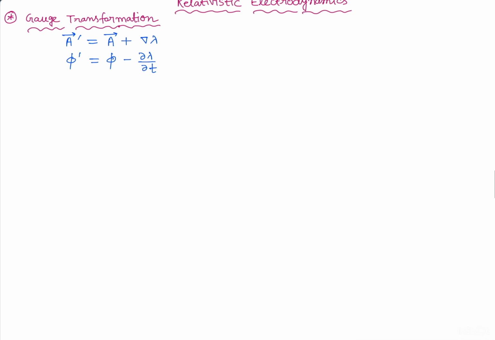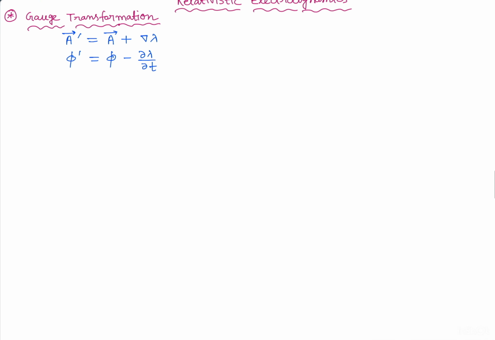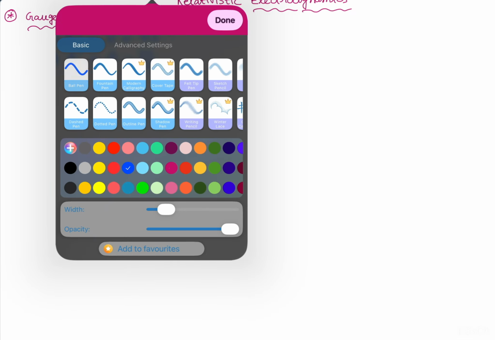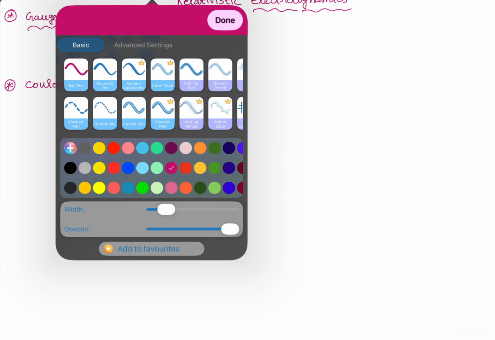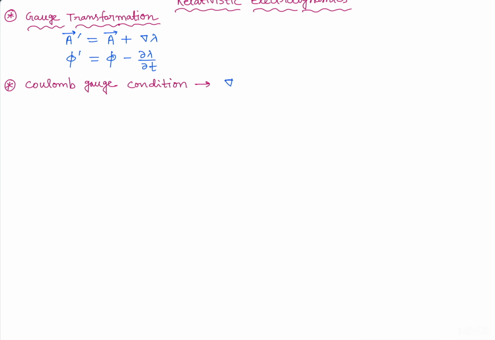Next, we discuss gauge transformation conditions. First, Coulomb gauge condition, C-O-U-L-O-M-B. Coulomb gauge condition. It will be del dot A is always equal to 0.